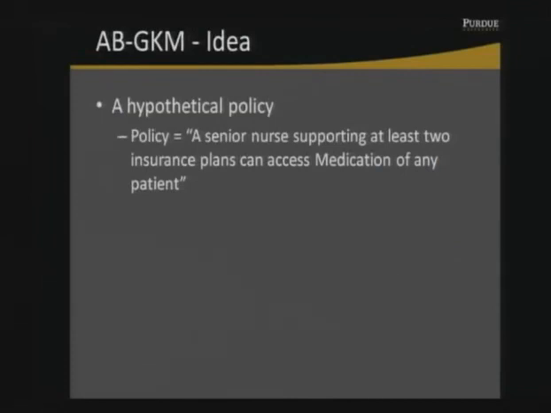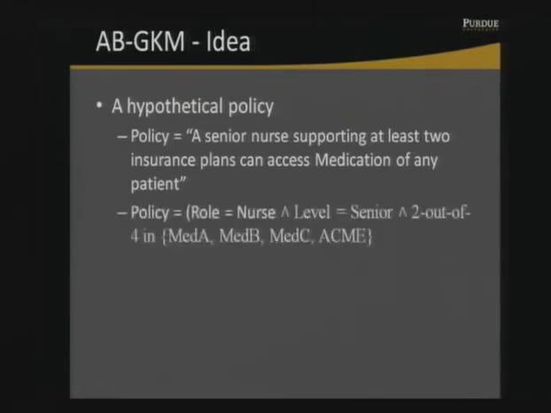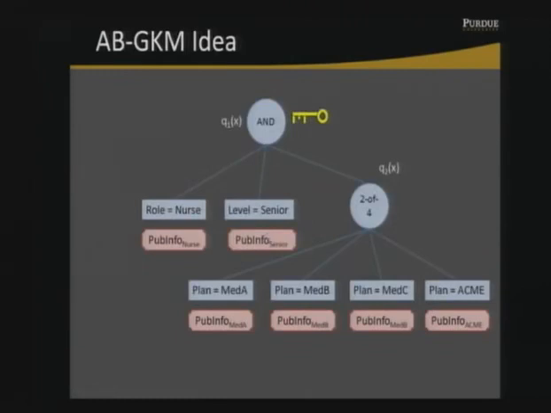So let's consider this hypothetical policy, which says a senior nurse supporting at least 2 insurance plans can access these medical records. If you express that as a Boolean formula, it's going to look like this: user playing the role nurse and the level senior, and 2 out of 4, it's a threshold policy, 2 out of 4 of these insurance plans. So you can represent that using this access tree.